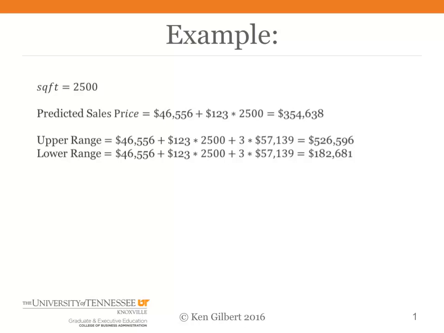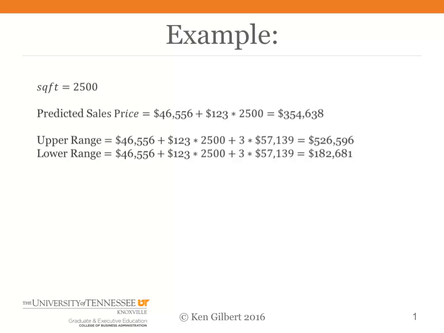So here's an example of something that you should be able to do. If you have the prediction formula and you're told that the square footage of a house is 2,500, you should be able to compute the predicted sales price, and also the range of variation around which prices might fall. So you plug 2,500 into the prediction formula, and the predicted price is $354,638, and then you add 3 standard errors to that, and that's the upper range of variation, and subtract 3 standard errors, and that's the lower range.